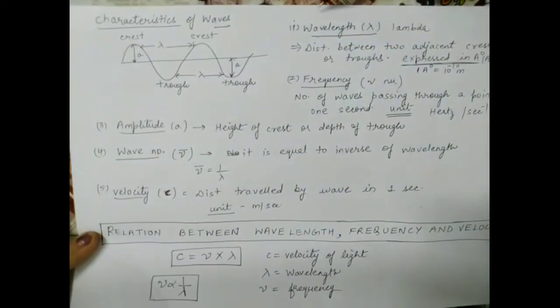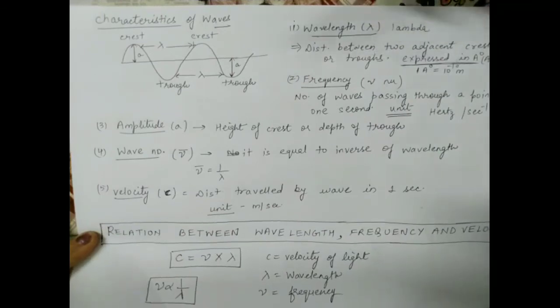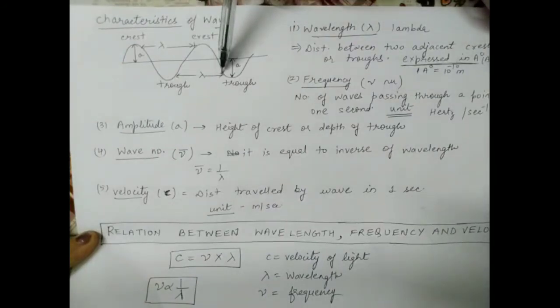The first characteristic of wave is wavelength. Wavelength is denoted by the symbol lambda. Okay, and what is this wavelength? It is the distance between two adjacent crests or adjacent troughs. So from here to here it is wavelength, from here to here it is wavelength.